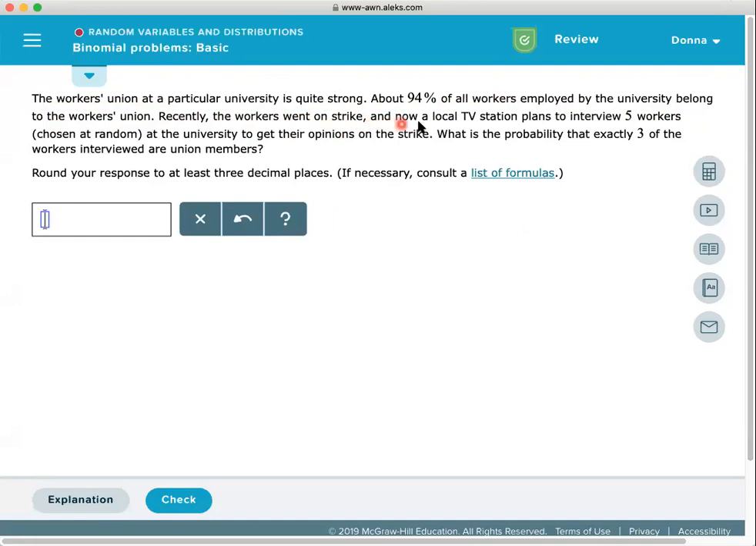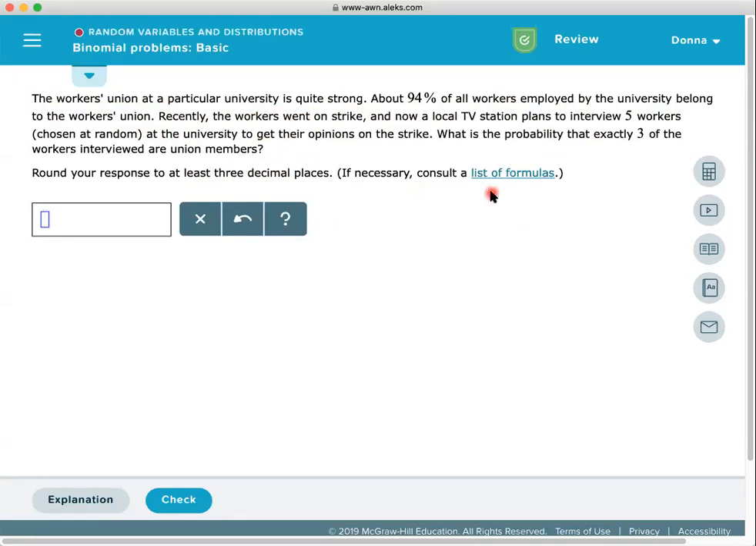Recently, the workers went on strike and now a local TV station plans to interview 5 workers, chosen at random at the university, to get their opinion on the strike. What is the probability that exactly 3 of the workers interviewed are union members? Round your answer to at least 3 decimal places. If necessary, consult the list of formulas.